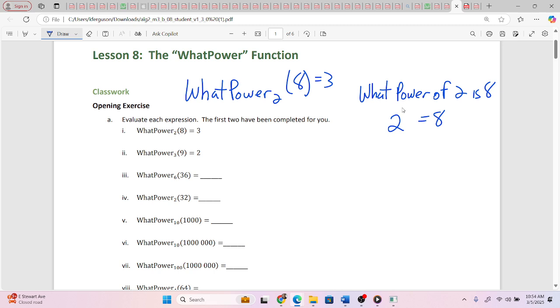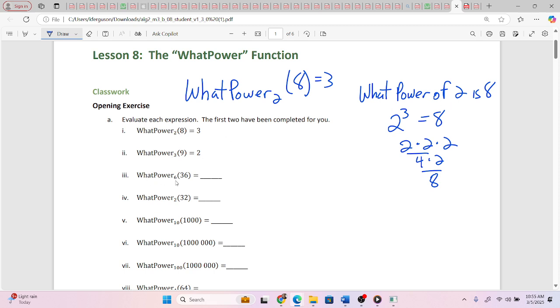2 to the third power is 8. That's 2 times 2 times 2. 2 times 2 is 4. 4 times 2 is 8. That's what exponents do. So, like I said, the way you would think about this is what power of 2 is 8? And the answer is 3. And in the next one, what power of 3 is 9? The answer is 2. So then let's do the next one.